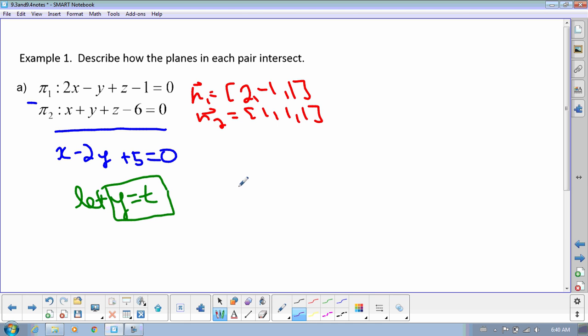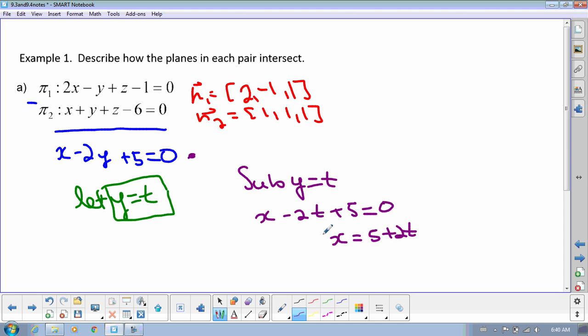So I'm going to sub y equals t. So I'm going to cut into this equation. So I'm going to have x minus 2t plus 5 equals 0. So x equals 5 plus 2t. So that is my x parametric equation. So I'm just going to add a little note here. So y equals t into the new equation.